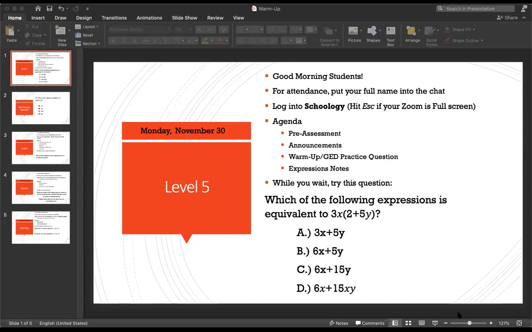Okay. So we are talking about expressions. Sorry, let me pull up my PowerPoint. My slide is a little off. Okay. So we're going to talk about expressions today, and we're going to try to combine like terms. I'm glad to see that some of you remember a couple of these things, but still need some help with a couple of the other things. So it's good that we're having this conversation today.